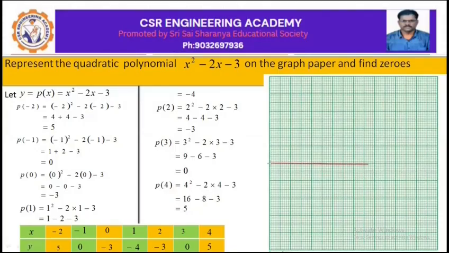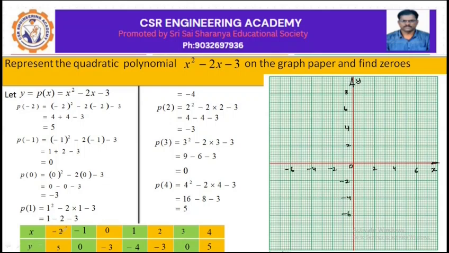Draw the x-axis and y-axis. Here take 1 centimeter is equal to 2 units on the x-axis and 1 centimeter is equal to 2 units on the y-axis. Mark 2, 4, 6, 8 and minus 2, minus 4, minus 6 on the axes.